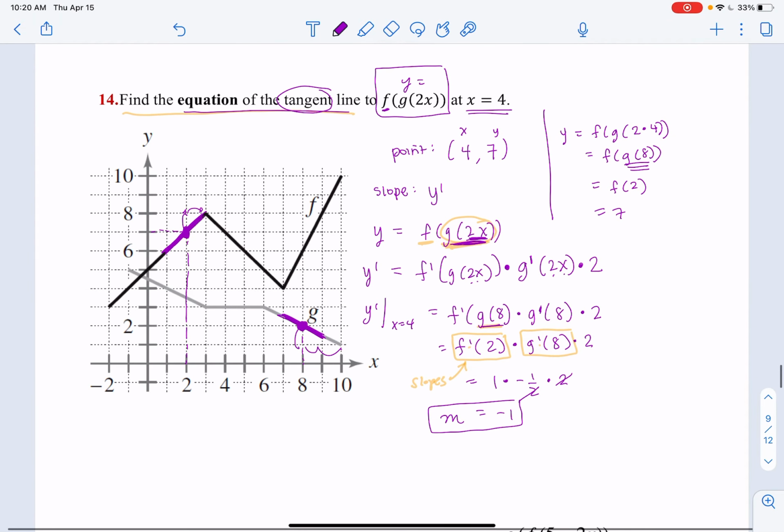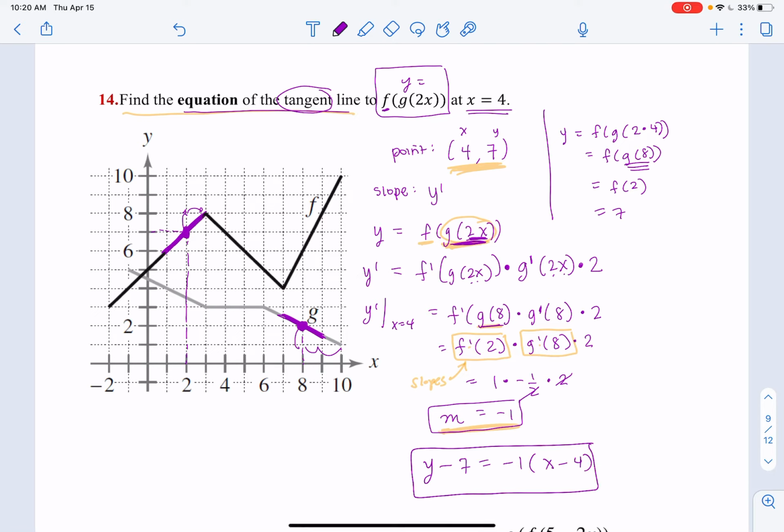Now, simply plug it all in. So we have y minus, I have my point up here, and I have my slope down here. That's all I need. So y minus y1 equals m times x minus x1. And we are done with that problem.